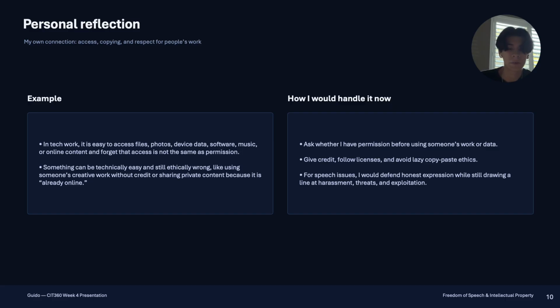For personal reflection, this topic reminds me that access is not the same thing as permission. In tech work, you may have access to files, photos, software, or even certain customer data, but that doesn't mean that you can use it however you want. The same thing applies online. Just because a song or a meme or anything is easy to copy doesn't mean it's ethically free. If I were handling it, I would want to respect licenses, give credit, or ask permission when needed, and still defend honest speech without letting harassment or exploitation happen.